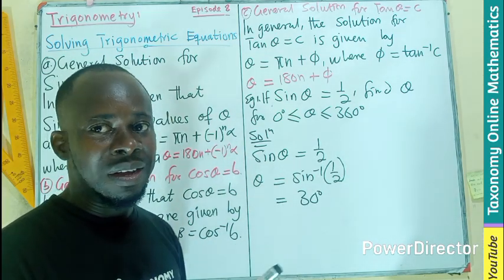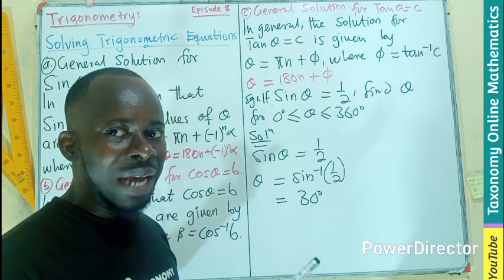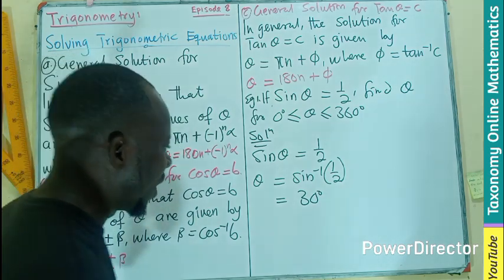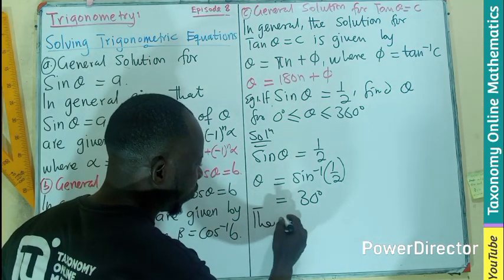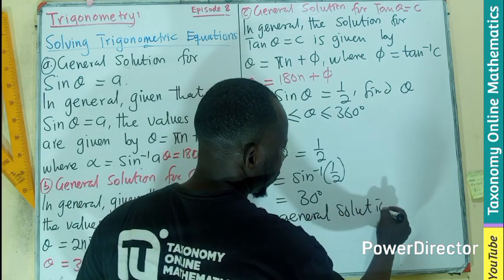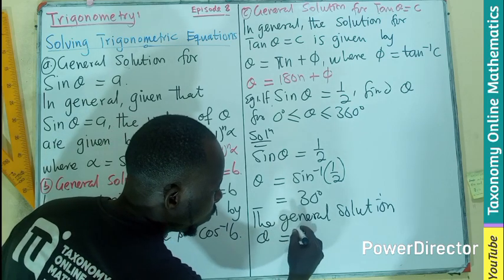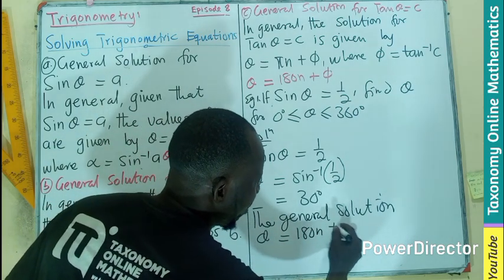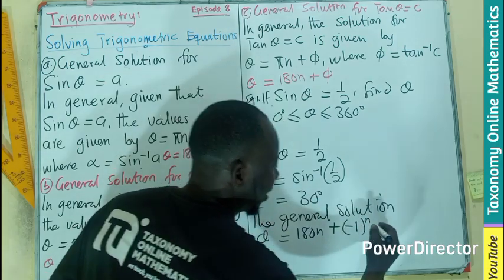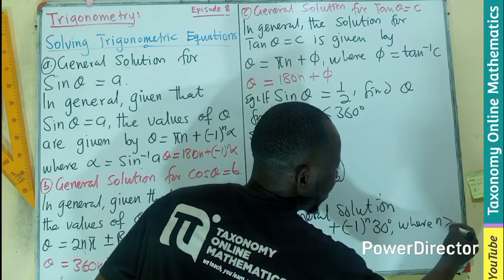I know some of us, if it's follow through, can easily tell the next value. But let's do it because we have shown the basics for everybody. So you can say that the general solution is going to be theta equals 180n plus negative 1 raised to the power n, times what? 30 degrees. Where n is greater than or equal to 0.